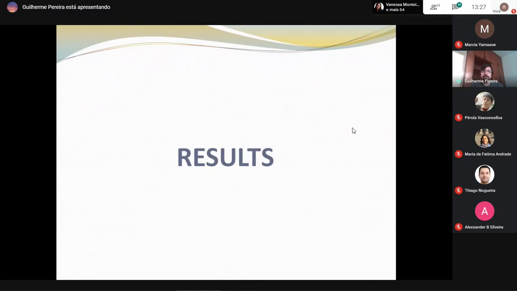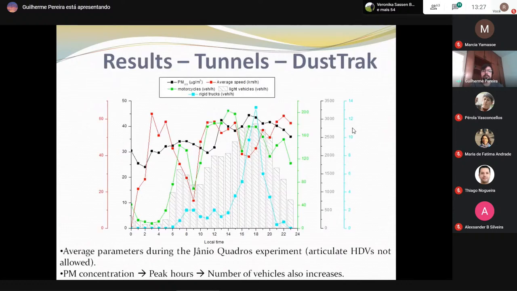Okay, so now we have the results until now. So far, this is for the dust track. We see the average parameters inside the Gênio Quadros tunnel for a day, where high duty vehicles are not allowed. So we have here an increase of PM concentration in the peak hours, both here and here, when the average speed is lower and the number of vehicles is bigger.